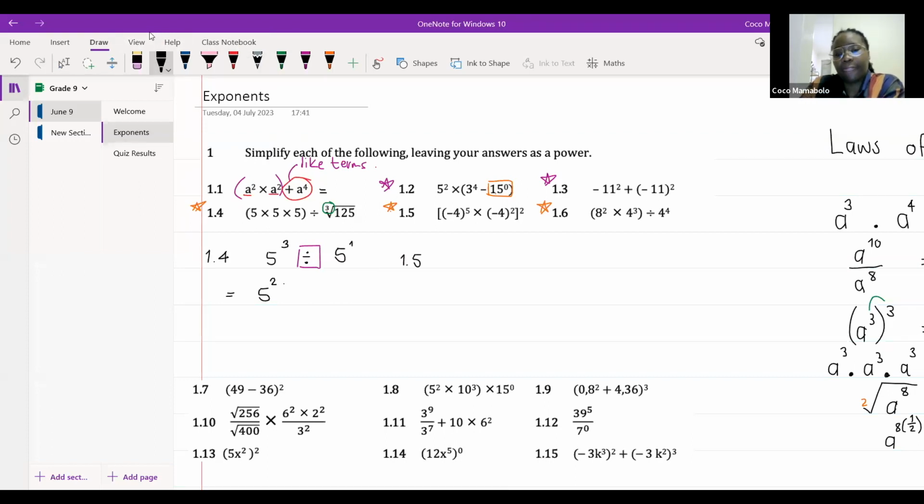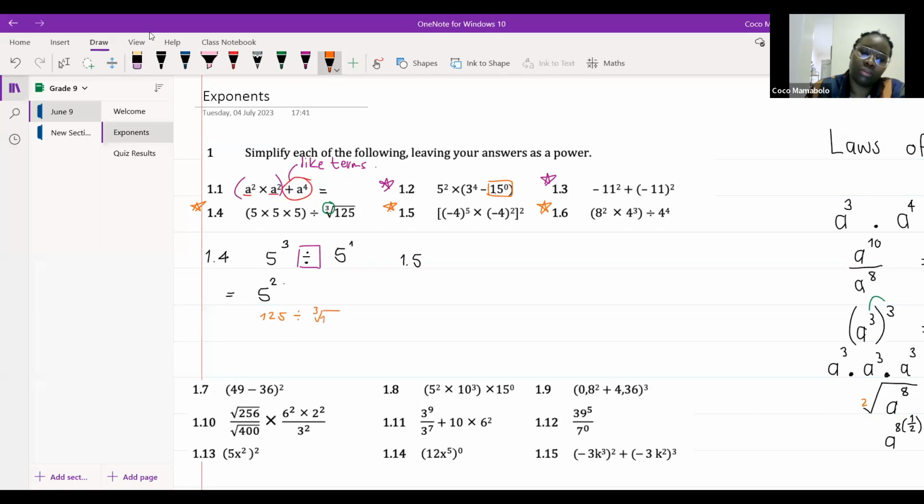Ma'am, so the method that you did at 1.4, I did another method, but then I got the same answer. Okay, so what did you do? Ma'am, I said 5 times 5 times 5, which gave me 125, right? And then I put in the 125 and then said divided by the cube root of 125, which is 5.